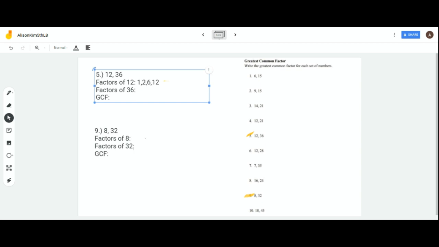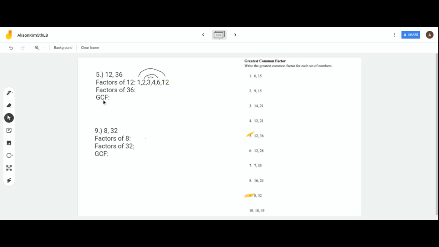Let's try 3. Yep, because 3 times 4 equals 12. What about 4? We already have it right there, so that's it. Now let's make sure that it's in rainbow form. 1 times 12, yep. 2 times 6, yep. And 3 times 4, yep.